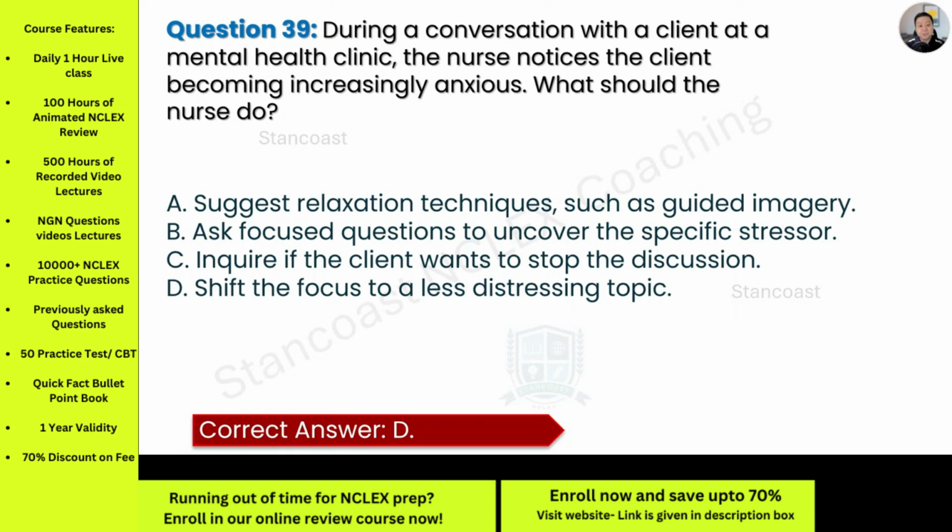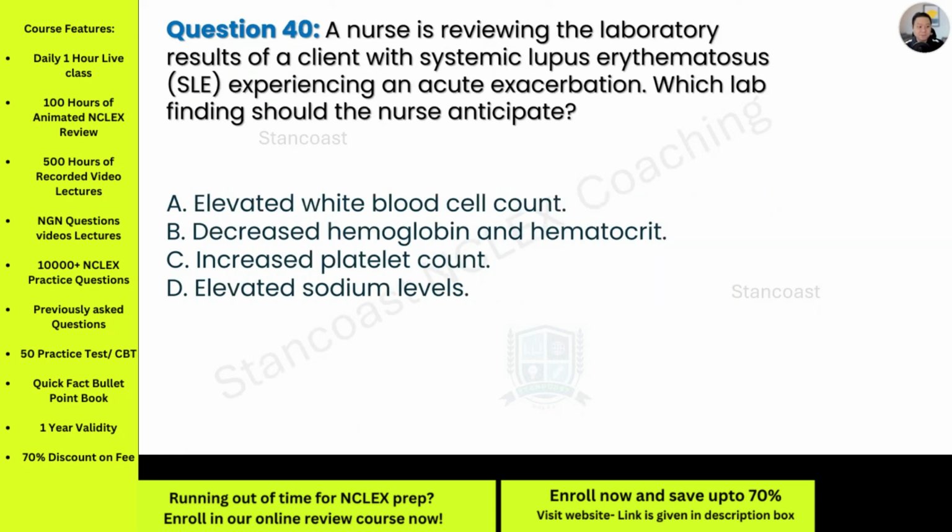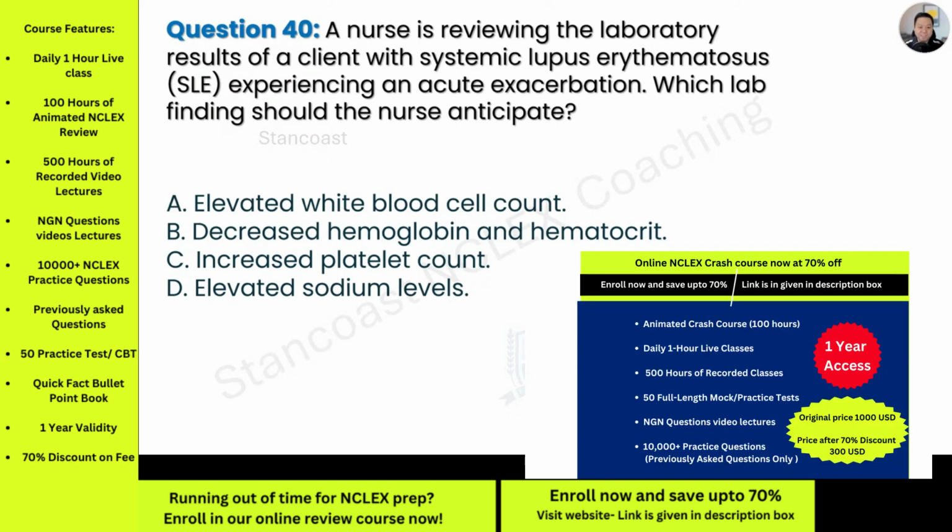Now, for you to answer this question, you have to identify the primary issue, managing acute anxiety. And you have to use the elimination strategy to select the action that decreases immediate distress while maintaining rapport with the patient. Number 40. A nurse is reviewing the laboratory results of a client with systemic lupus erythematosus experiencing an acute exacerbation. Which lab finding should the nurse anticipate?